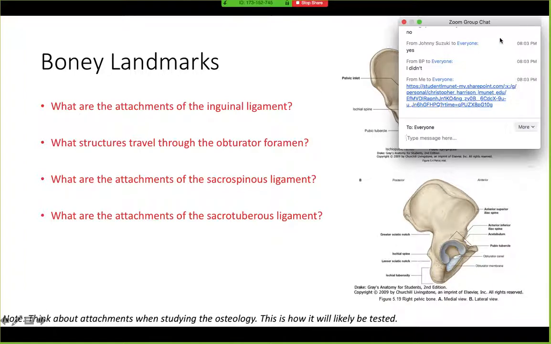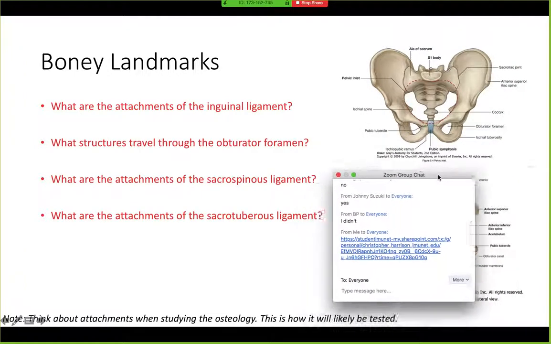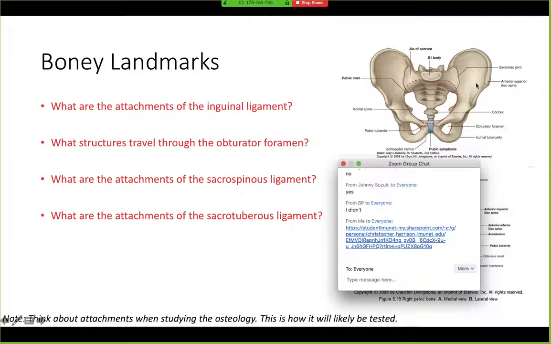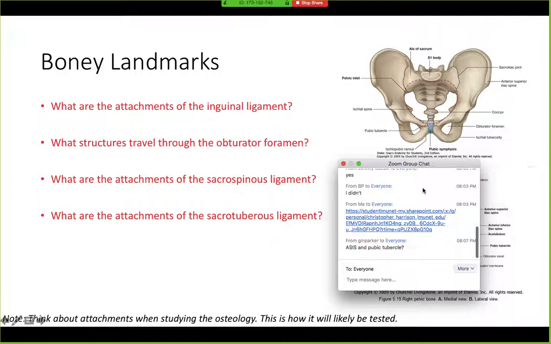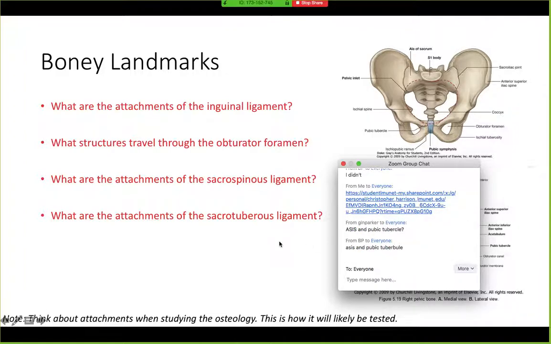So let's go through a few important points. What are the attachments of the inguinal ligament? I thought I heard her mention that this was on your exam yesterday somehow. Yes, that is correct: ASIS and pubic tubercle. So make sure to carry that with you, because the inguinal ligament is still going to be a really important boundary or landmark for both the pelvis and lower limb. So don't forget that.